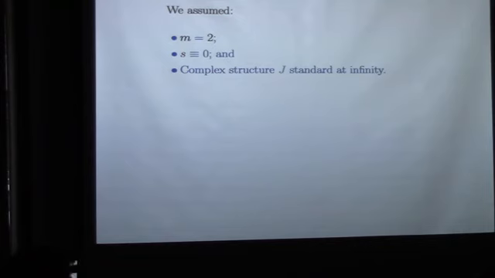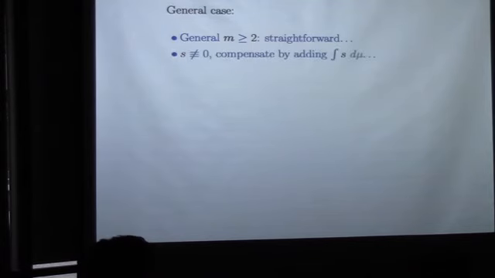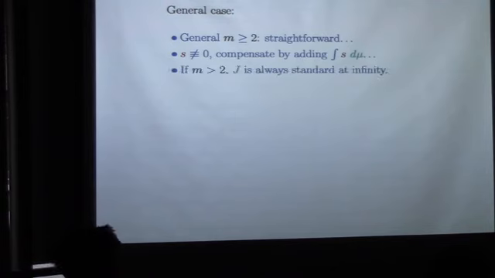Now, this proof does not prove the theorem in the generality in which one claims it. So here we assumed that the complex dimension was 2, the scalar curvature was 0, and the complex structure was standard at infinity. Generalizing to higher complex dimension is really straightforward. You just replace the Kähler class with its power. When the scalar curvature is not 0, you have to be careful. You have to put in this integral of scalar curvature to compensate, but it works pretty similarly.